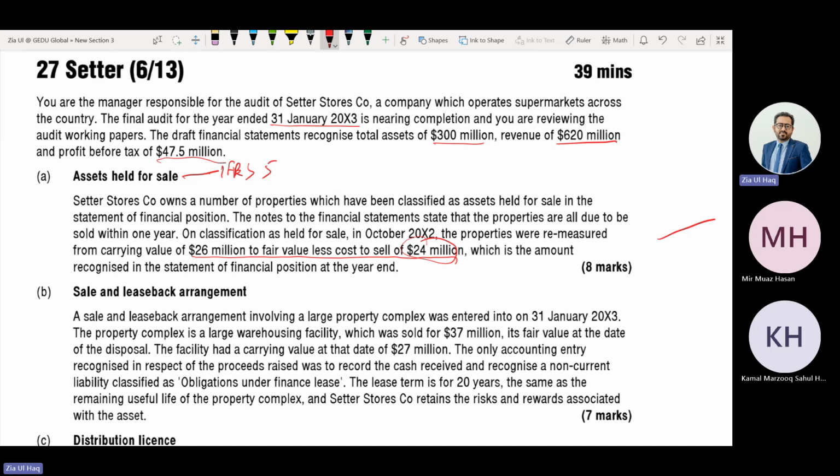What else? Financial statement extract copy to verify separate classification as well as completeness of disclosure for IFRS 5.